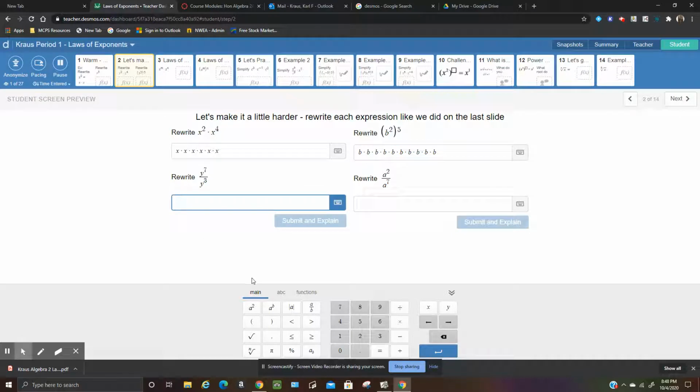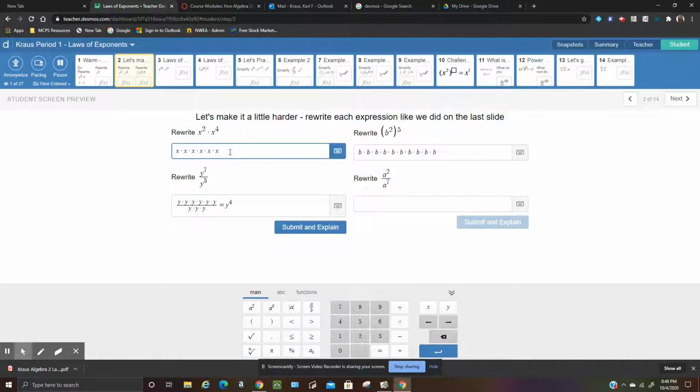And then what does this mean? So I'll have to put this in parentheses, or here, I can use the divide template there. So y times y 7 times: 1, 2, 3, 4, 5, 6, 7. On the bottom, 1, 2, 3. Go ahead and say what that equals. That's y to the fourth.